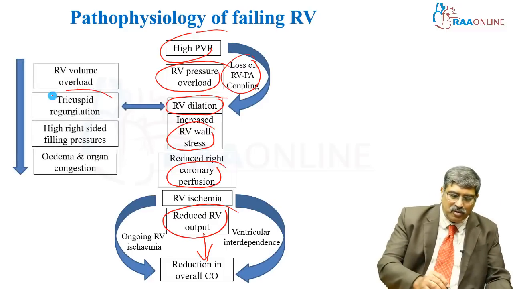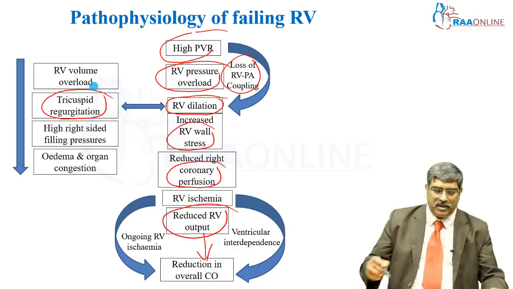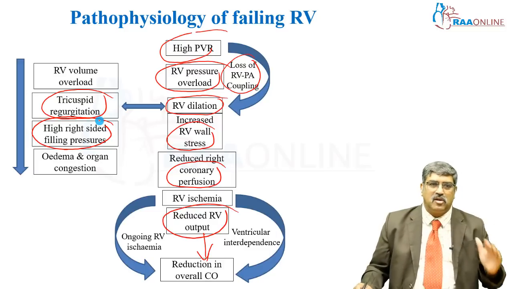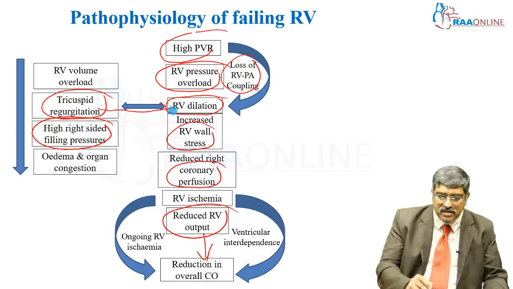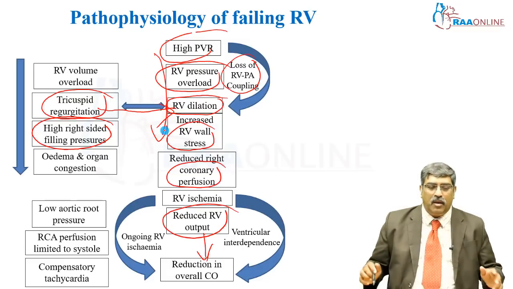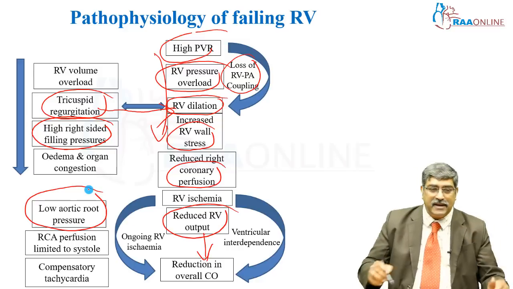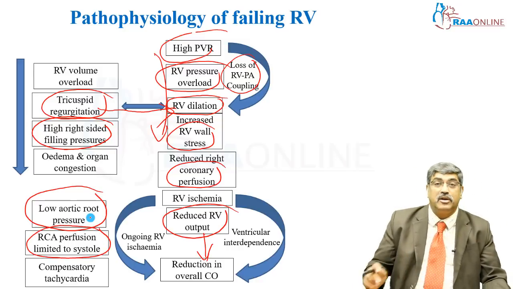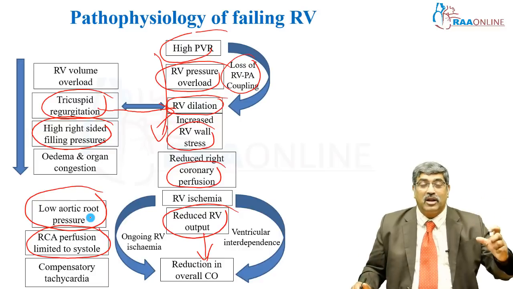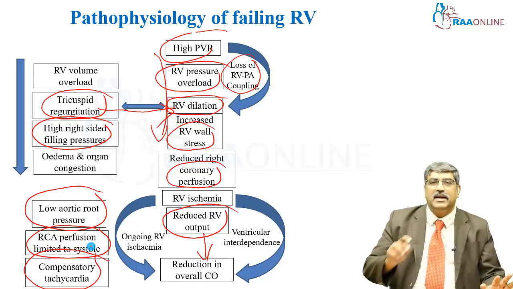From the volume side, due to tricuspid or pulmonary regurgitation, there is going to be high volume overload which aggravates the tricuspid regurgitation. There is high right-sided filling pressure which leads to edema and organ congestion. This is on the volume side. When the tricuspid regurgitation increases, this invariably leads to RV dilatation and the pressure effect also takes effect. Apart from that, there can be low aortic root pressure, and as the pressure increases, the right coronary artery perfusion is limited to systole. Previously I said it receives blood supply during systole and diastole. As the pressure goes up, the right coronary artery perfusion is limited only to the systole and ischemia can develop, and there can be compensatory tachycardia.